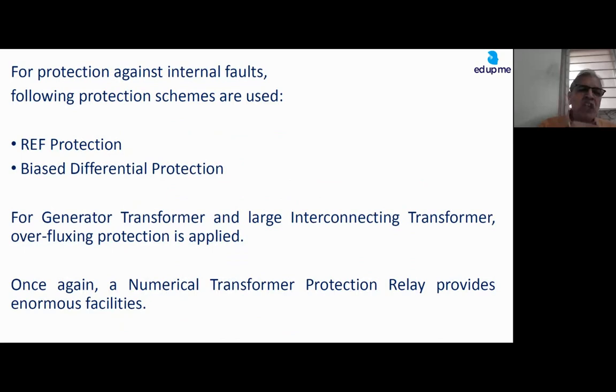For protection against earth fault, we use REF, restricted earth fault, for star connected winding, and bias differential protection. For generator transformers and large interconnecting transformers in the substation, when you are interconnecting two systems, say a 400 kV and a 220 kV system, overfluxing protection is applied.